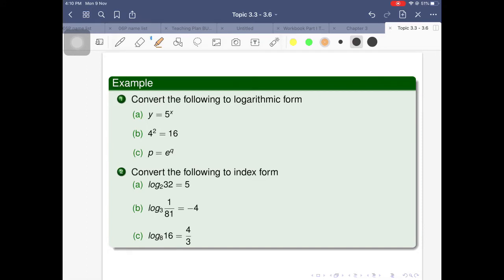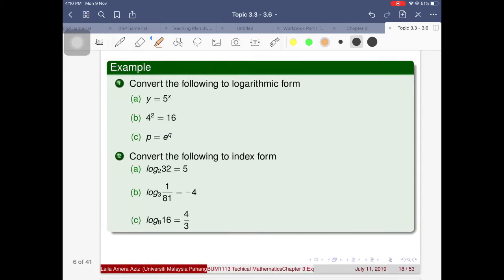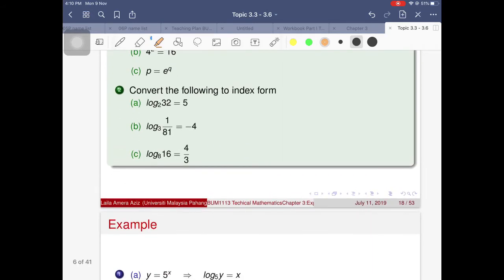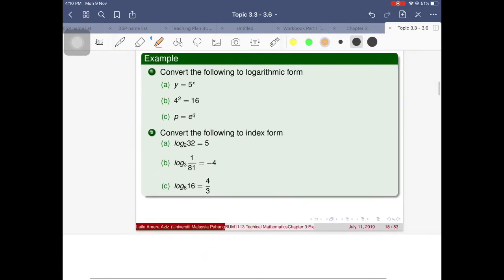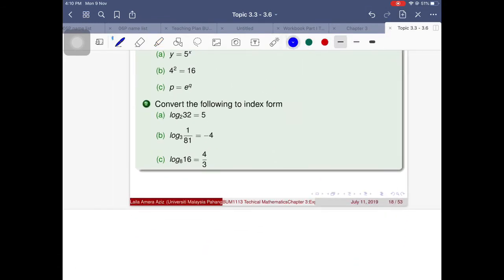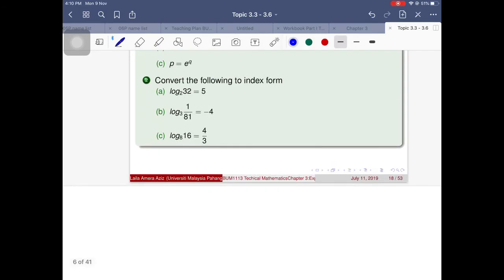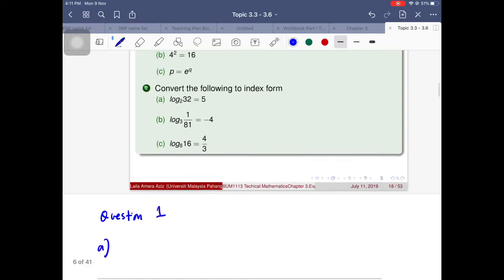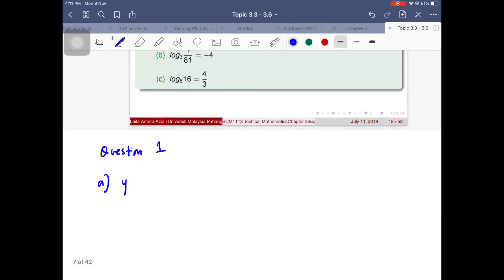We are given this function over here, which is in terms of index, so I'm going to change it to logarithm form. Let me add another page down here. Let's start with a. For the case of a, this is going to be question number 1, a. For a, I have y equal 5 to the power of x.